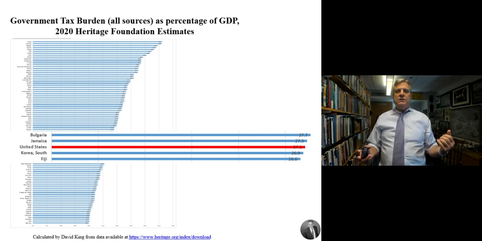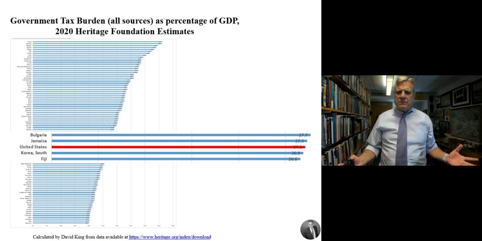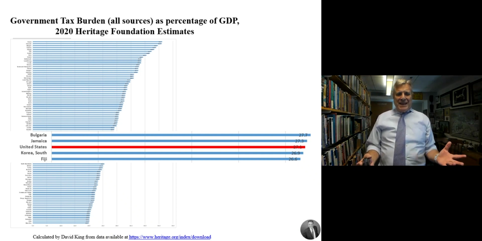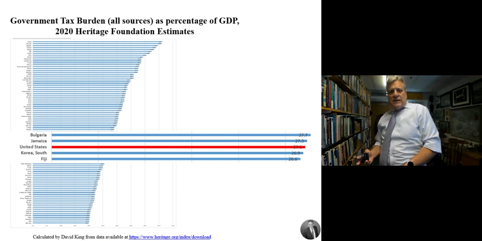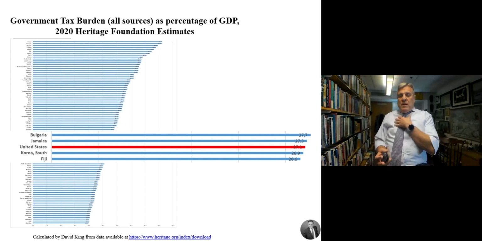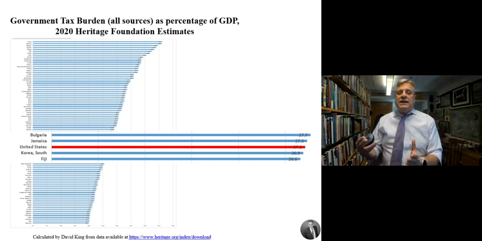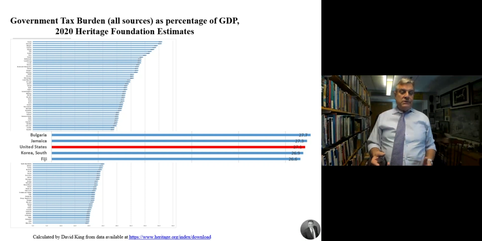Sounds like a lot until you look at the other countries. Would you trade our system for most of these other systems? Well, probably not. Bulgaria, you pay more in taxes. Do you get different kinds of outcomes? And remember, the United States is subsidizing the cost of the defense of a country like South Korea, which is roughly taxed at the same level that we are.